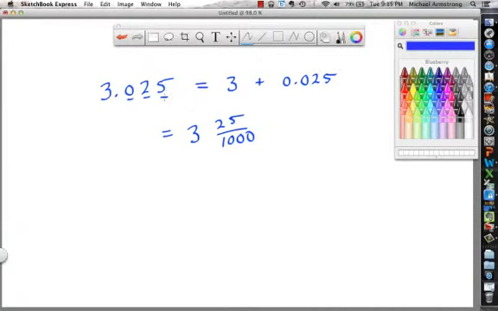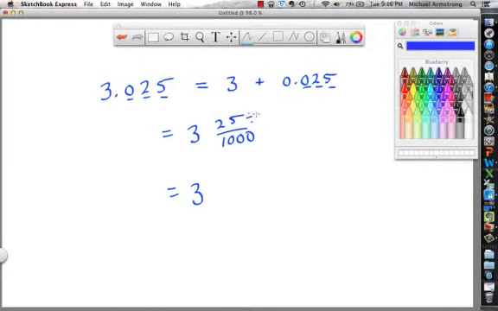I said hundredths. I said it twice. It's really thousandths because this is the tenths place, the hundredths place, and the thousandths place. Sorry about that. I made a mistake. Hopefully you can adjust that in your brains. This is the thousandths place. So 3 and 25 thousandths. Again, we're going to leave the 3 alone because it's a whole number. But we have to work on this 25 and this 1,000.